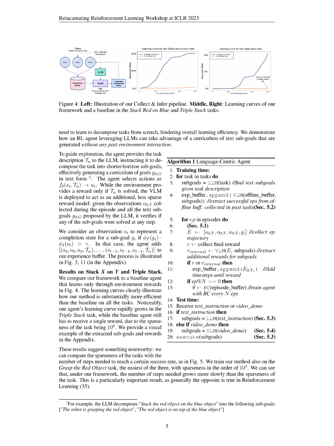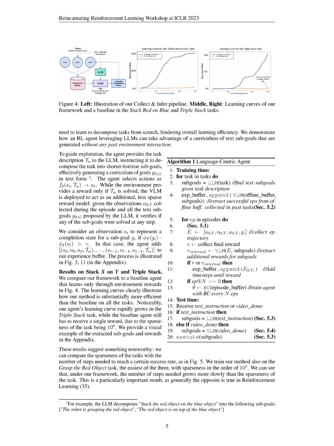To guide exploration, the agent gives the task description to the LLM, which then breaks down the task into shorter subgoals, effectively creating a learning plan. For instance, the LLM can break down the task, stack the red object on the blue object, into subgoals like, the robot is grasping the red object, and, the red object is on top of the blue object. The agent then chooses actions based on the task description.